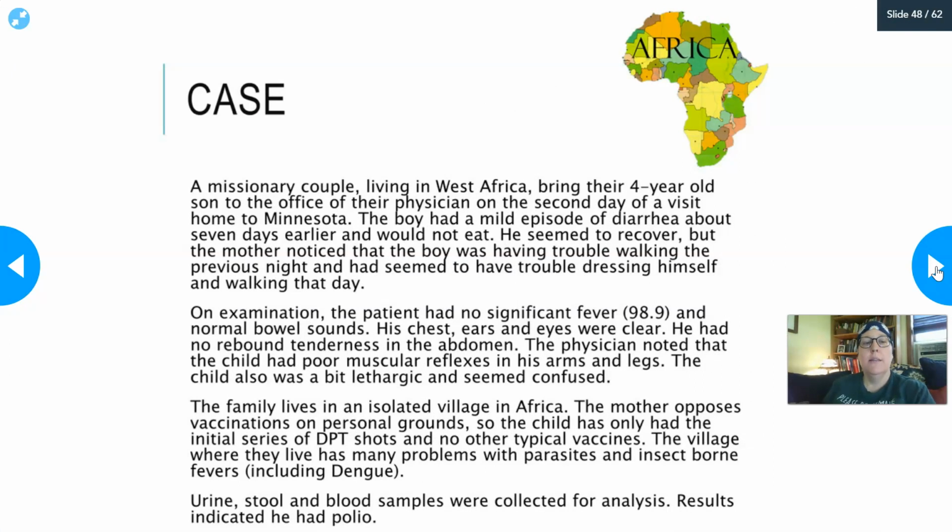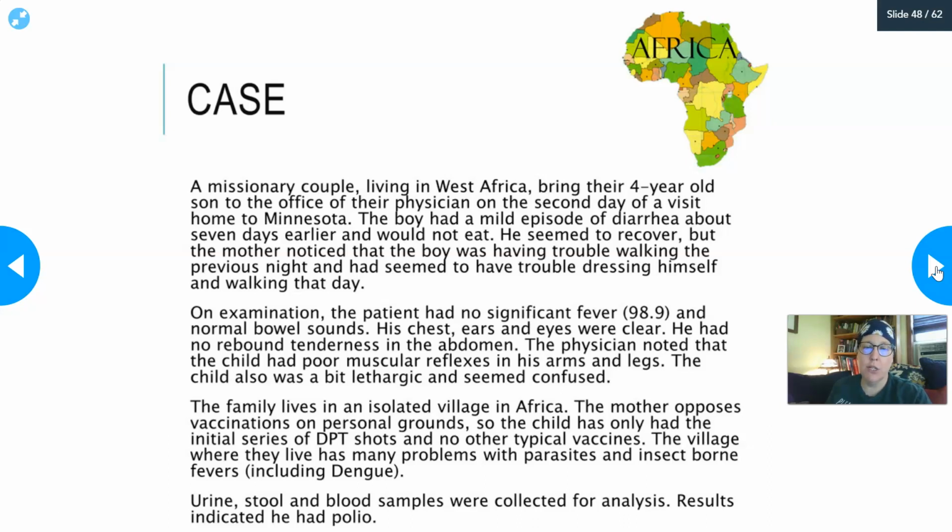So this is a missionary couple that lives in West Africa, and they brought their 4-year-old son to the office of their physician on the second day of a visit home in Minnesota. The boy had a mild episode of diarrhea about 7 days earlier, and he would not eat. He seemed to recover, but the mother noticed that the boy was having trouble walking the previous night and had seemed to have trouble dressing himself and walking that day.